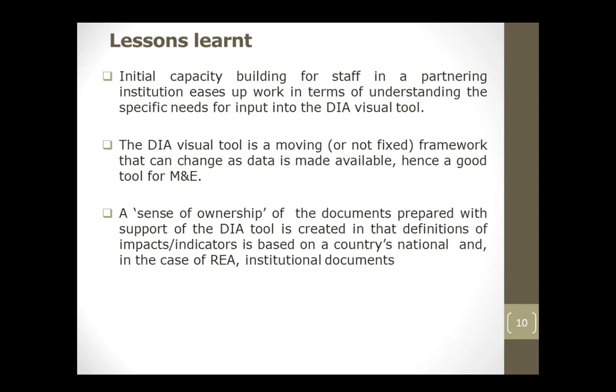The third one is a sense of ownership of the document prepared with support of the DIA Visual Tool is created in that definition of impact indicators is based on the country, national, in case of RIA and institution documents.